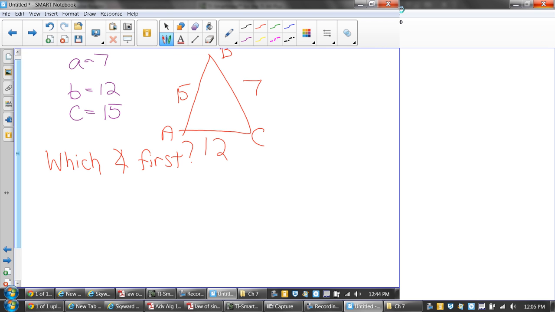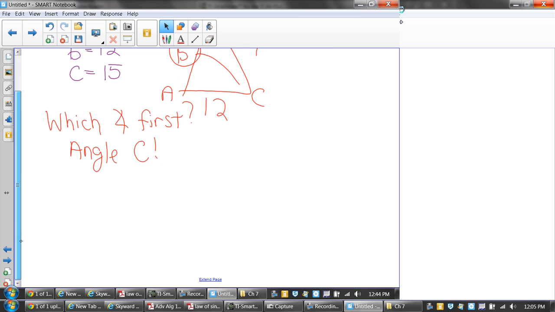Million dollar question: which angle are you going to solve for first? C, because 15 is the bigger side, which means angle C first. So do we have to set everything equal to C squared since angle C is the biggest? Yep, because this has to be cosine C, which means this is going to be C squared.